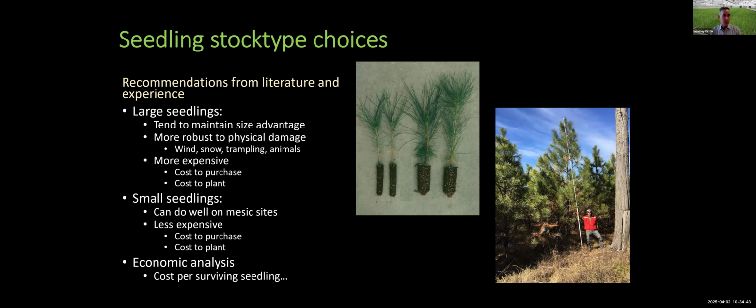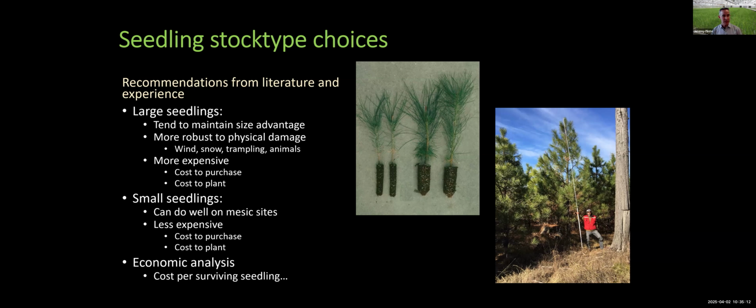They tend to be a little more robust and more capable to withstand physical damage, but they are more expensive. They're more expensive to produce in the nursery. They take up more space. They take up more soil media and more nutrients, for example. And so they cost more. And then that cost translates over into shipping and also into planting expenses as well.